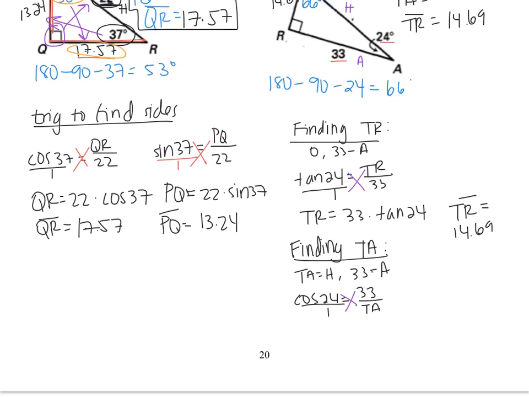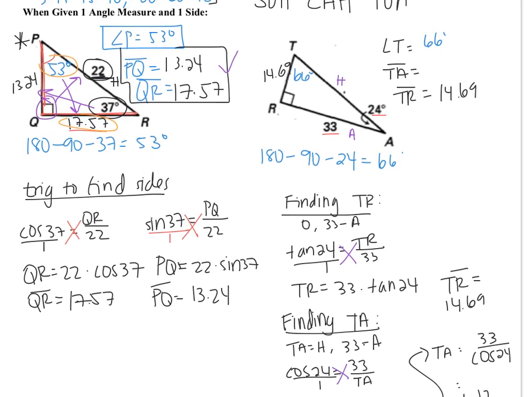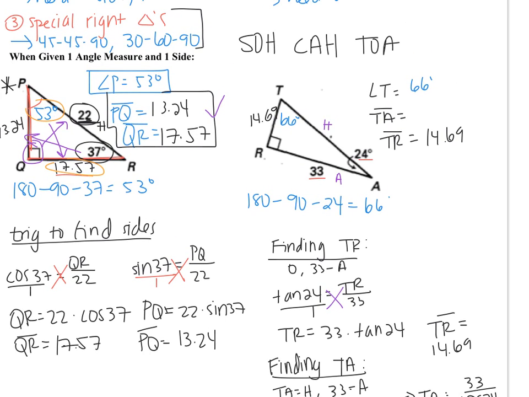I'm going to move a little bit. When I do that, I get 33 times 1, which is 33, equals TA times the cosine of 24. Once I divide by the cosine of 24, I get TA equals 33 over the cosine of 24 degrees. When I input that in my calculator, I get TA to be 36.12. So let's move back to our figure. TA is 36.12, and then let's mark that on the figure.